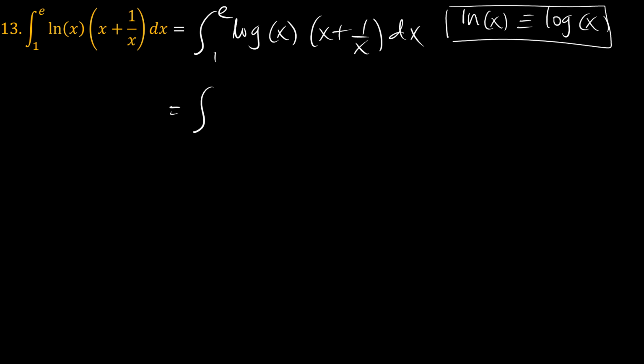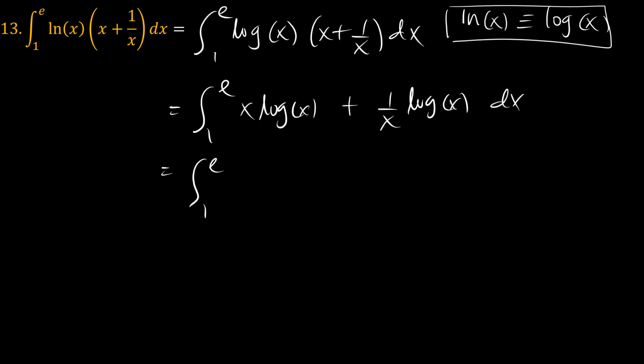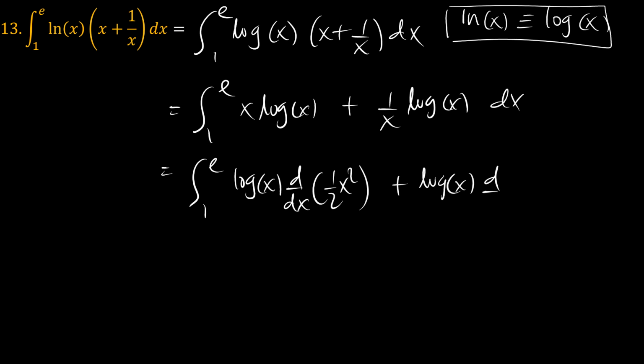And this would be the integral from 1 to e of x log x plus 1 over x times log x, right? This is the same as the integral from 1 to e of log x times the derivative of half x squared, plus log x times the derivative of log x. And so quickly, we can now use integration by parts.